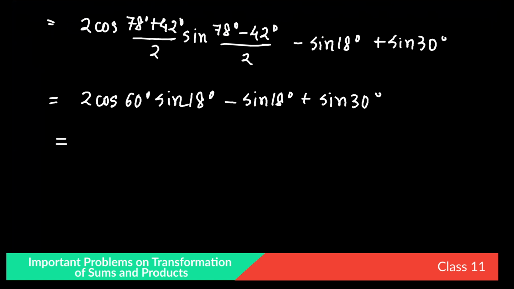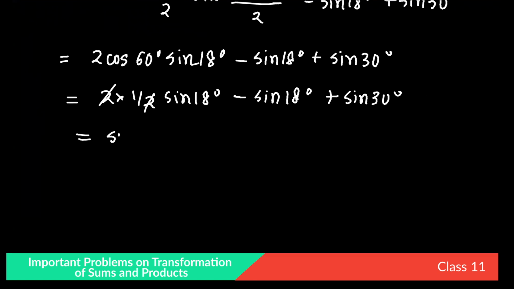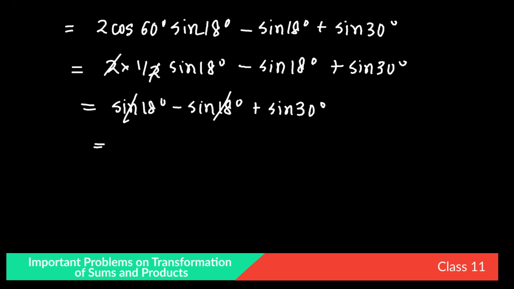Now, all of us know the value of cos 60, that is half. So 2 into half into sine 18 minus sine 18 plus sine 30. Now 2 cancel. So it is actually what? Sine 18 minus sine 18 plus sine 30. So this and this getting cancelled. So sine 30 is the answer. So what is the value of sine 30? It is half. So answer is half.